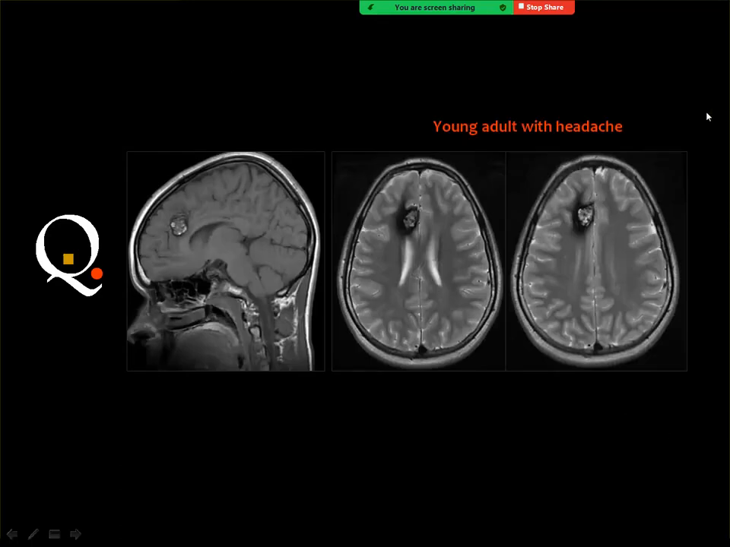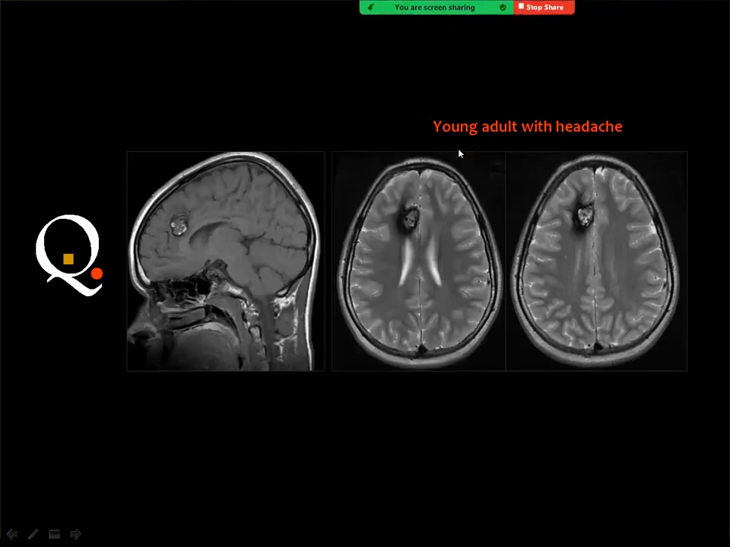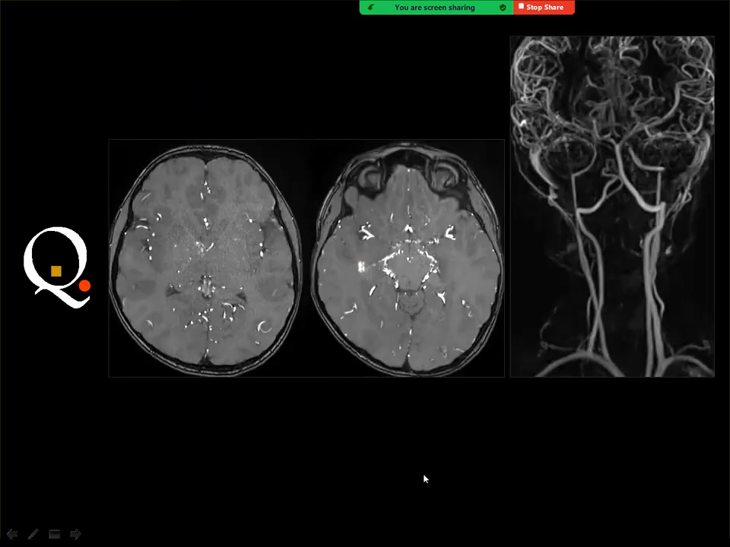The next case is a young adult with headache, and you got a lesion in the frontal lobe in the T1 and in the T2 weighted image. This lesion is classic for cavernoma. The answer is right. And you see the hemosiderin rim around the lesion with the popcorn appearance and the absence of perifocal brain edema, the absence of mass effect. This is the classic appearance for cavernoma.